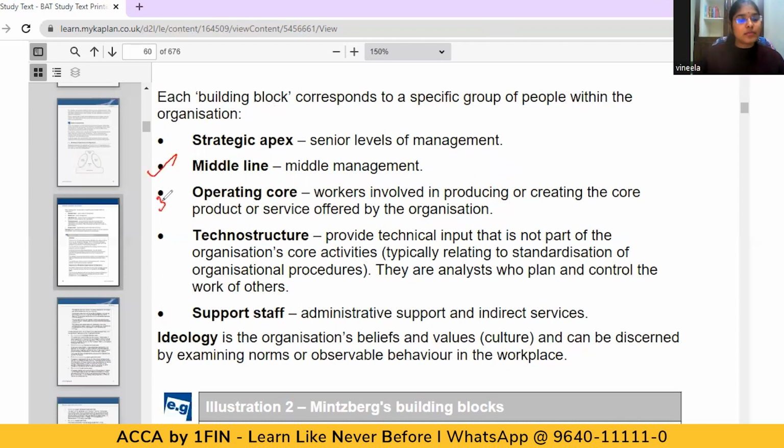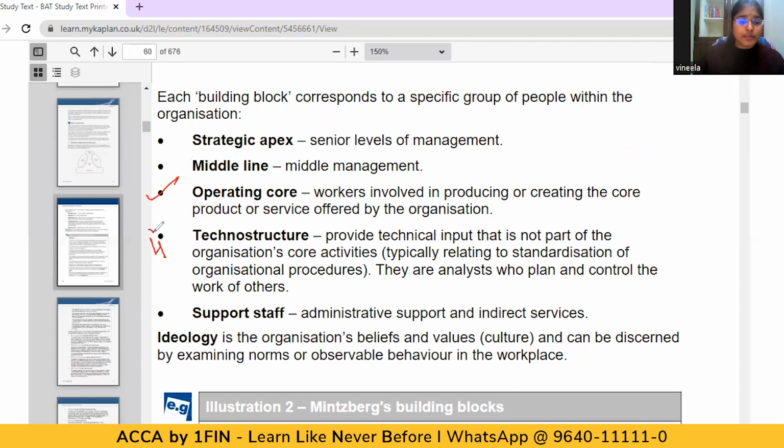And the third building block is your operating core. These are the people who are the workers in the organization. These are the people who are involved in day-to-day activities, or what you call operating activities of the organization. Take an example, a manufacturing unit. The people who work in a manufacturing unit producing products or converting raw material into finished goods, all those people, laborers, workers, blue collar workers, will come under this operating core.